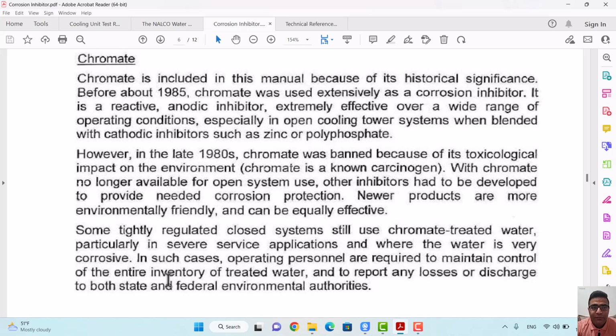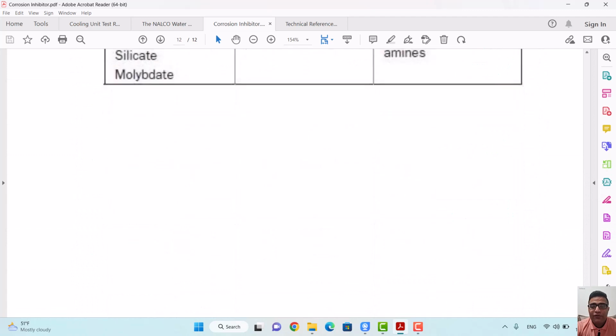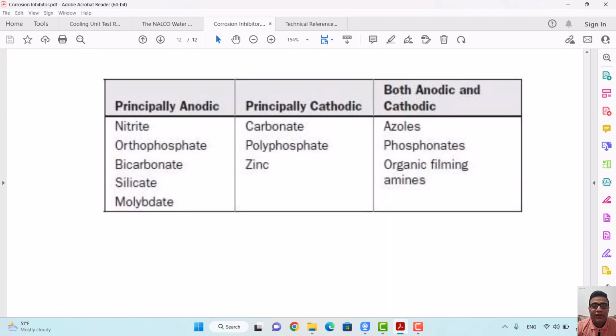I'm going to show you a table before talking about each of these components extensively, in order to give you an overall perspective toward these matters. As I stated, we have anodic inhibitors, cathodic inhibitors, and some inhibitors which act in both directions, as anodic and cathodic inhibitors. Nitrite, orthophosphate, bicarbonate, silicate, and molybdate are principally anodic. Carbonate, polyphosphate, and zinc are principally cathodic, and azoles, phosphonates, and organic filming amines are both anodic and cathodic.